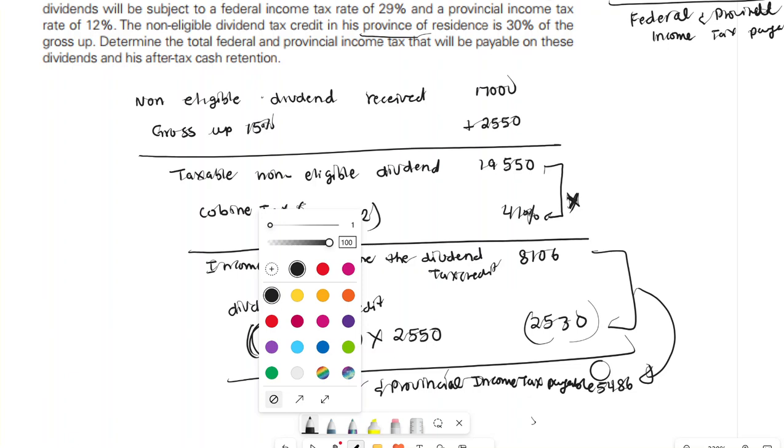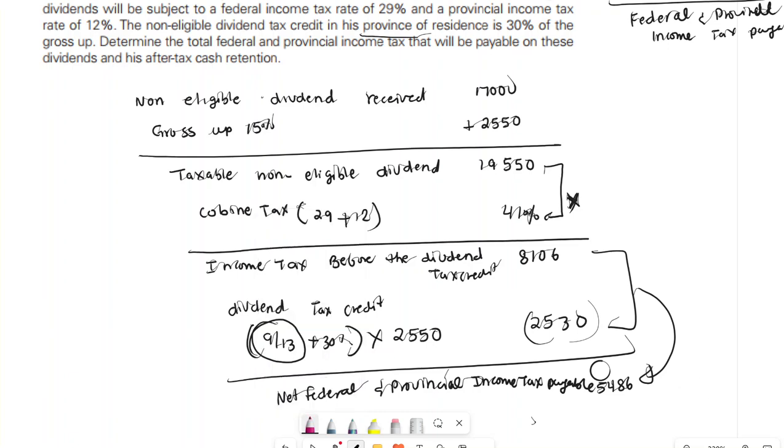Now if you think about it, as an individual, if you were John, what we did is this person made 17,000 in dividend. From that they paid taxes and the tax amount was 5486. The amount that went into John's bank account was $11,514. So John paid a lot of taxes to the government. The money that went in his bank account is $11,514.